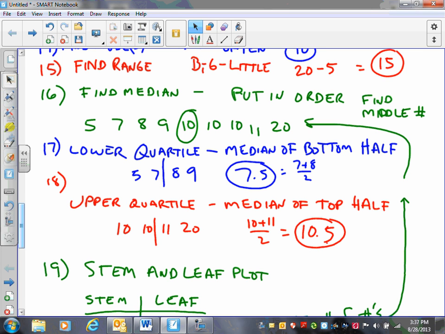The upper quartile is the median of the top half. So we take our top 4 numbers, 10, 10, 11, and 20. It's going to be between 10 and 11. Add that together, you get 21. Divide by 2, you get 10 and a half. And you'll need the median, the lower quartile, and the upper quartile because you're going to have to do a box and whisker plot.